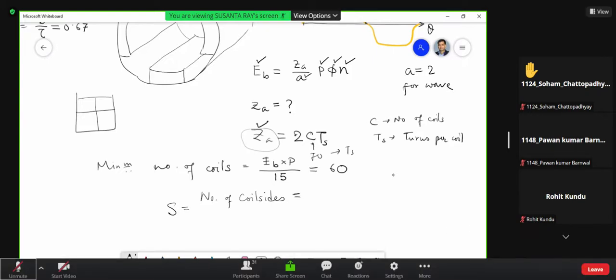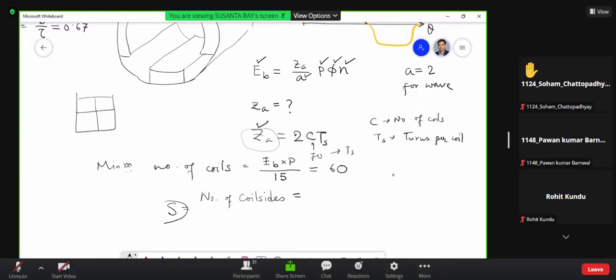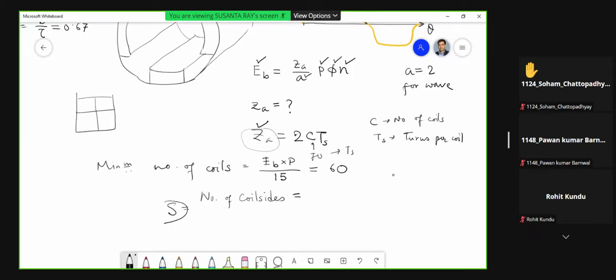So my number of slots is coming as 36. Okay, so 36. Now, what is the number of coils you are getting? I'm just taking his example and trying to explain. The number of slots is 36 and the minimum number of coils is 120.